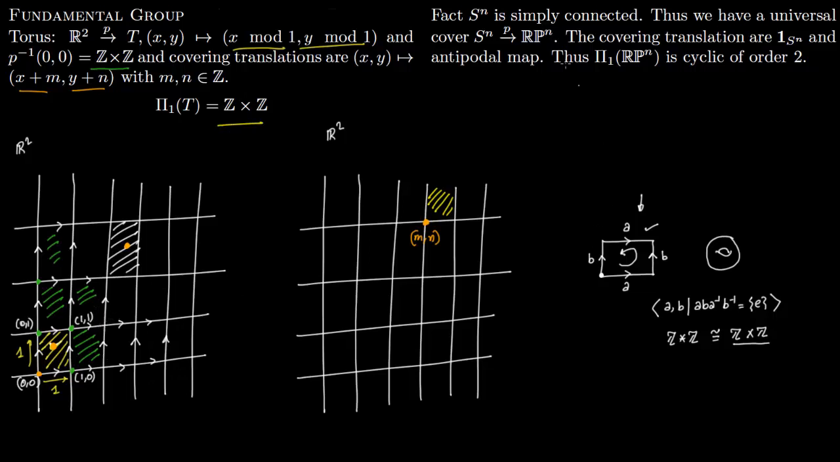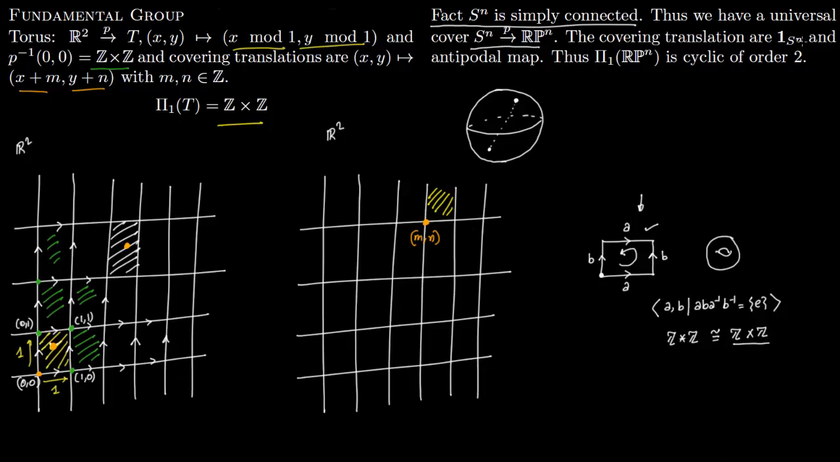Now we come to RPN. The first fact we will use is that SN is simply connected. We will prove this in future lectures. So first you have a universal cover from SN to RPN. In this universal cover you identify the antipodal points. So for example, for S2, what you do is you take antipodal points and you identify them. So there is a line going through the origin which will identify these two points, and that will give you RPN.